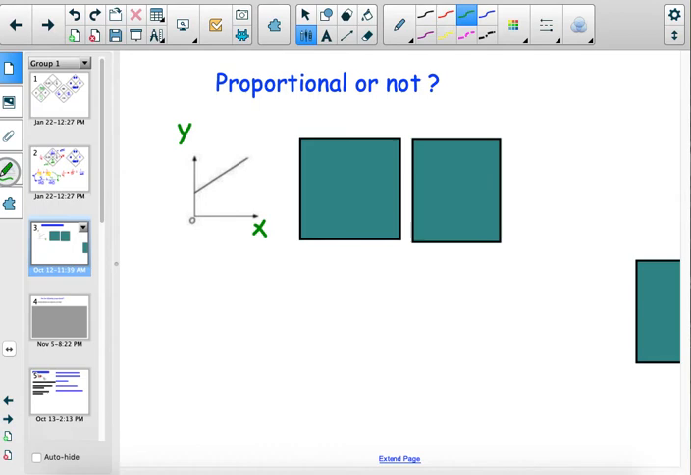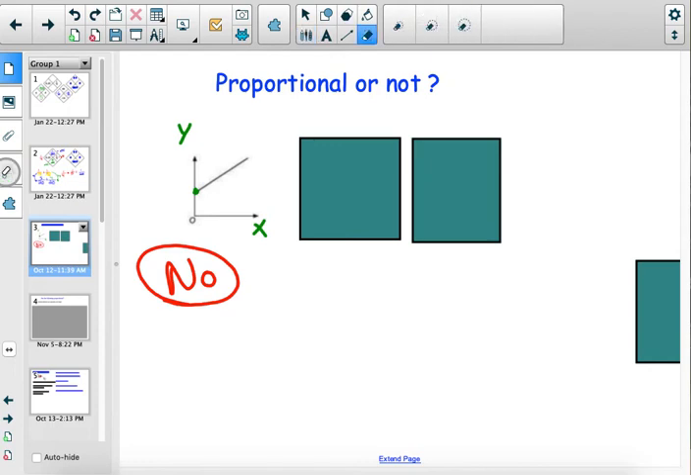Just about everybody here had no. I had a few people say yes. Why is it no? Somebody explain to the few that might not. Shawnee, what do you think? For it to be graphically proportional, the line has to start at 0. Yes, and the line is not starting at 0. It's starting at a positive. Do we know what that number is? No, it could be 1. It could be 5. It's not numbered, so we don't know. But it's definitely not 0.